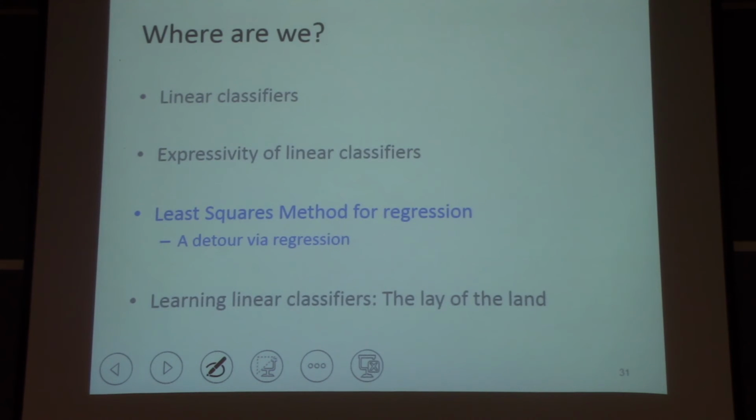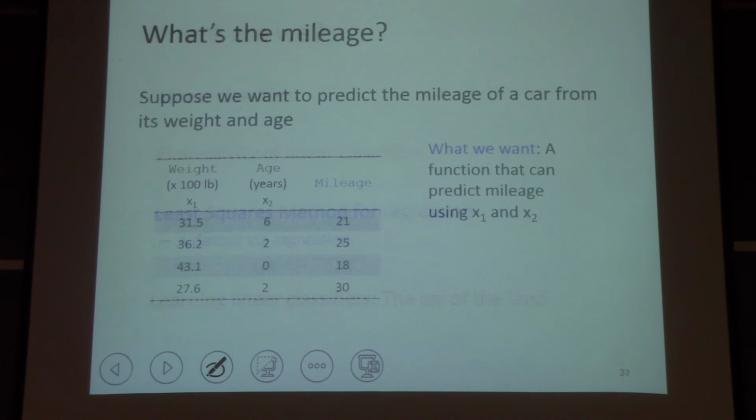So let's take a detour. Let's go from classification to regression. And I'm going to talk about this method called least mean squares, or least squares regression. Let's use this tiny little example. Say you want to predict the mileage of a car and you have only two features: the weight of the car and its age. And you have 4 example points. So we have to predict this number. We want a function that can predict mileage given x1 and x2.